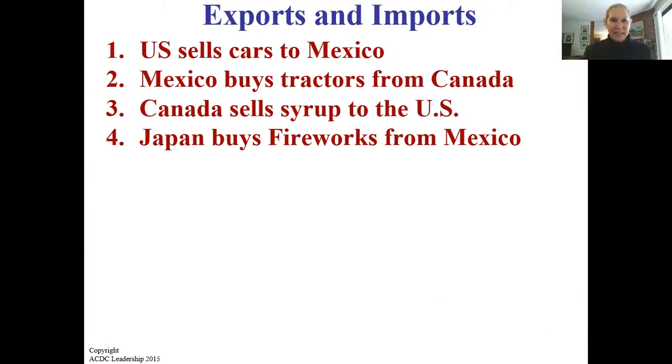Exports and imports. 1, the U.S. sells cars to Mexico. 2, Mexico buys tractors from Canada. 3, Canada sells syrup to the United States. 4, Japan buys fireworks from Mexico.